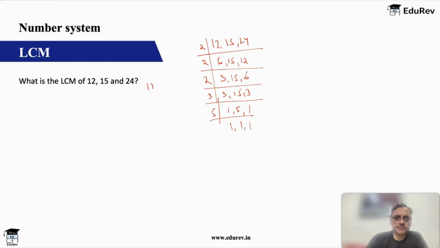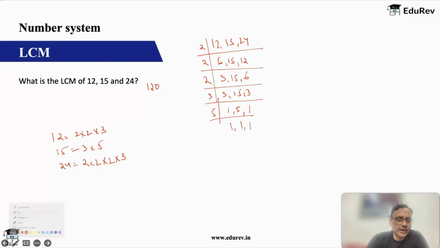Second method, by prime factorization. 12 is 2 into 2 into 3. 15 is 3 into 5. And 24 is 2 into 2 into 2 into 3. Okay, now first I look at what is common. So 3 is common. So I have 3, 3, 3. So I take 3. Nothing else is common in all three of them, but something is common in 2 of them. So there is a 2 and there is a 2. So I'll take 2. Okay. So even if it's common in 2 of them, you'll take it only once.